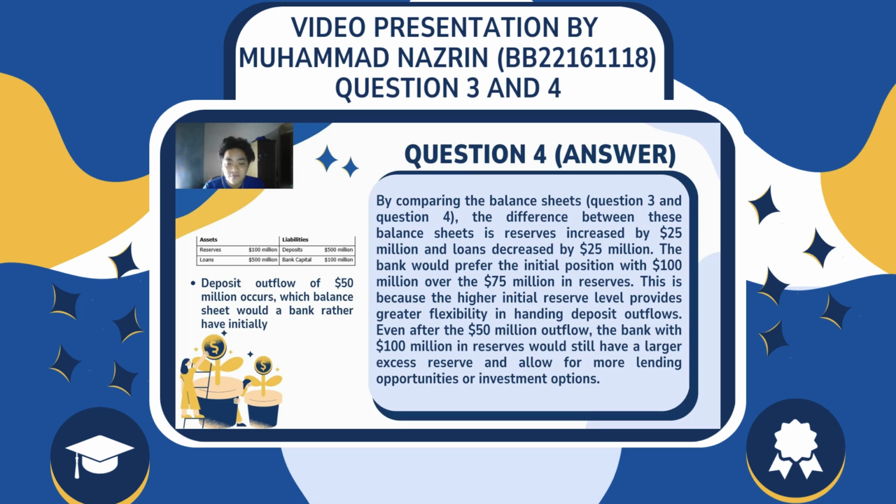Even after the 50 million outflow, the bank with 100 million in reserve would still have a larger excess reserve and allow for more lending opportunities or investment options. So that's all for me.